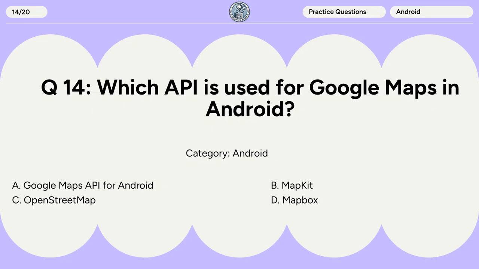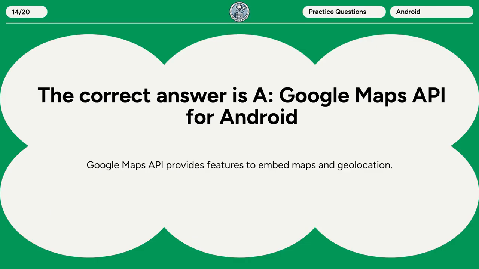Question 14. Which API is used for Google Maps in Android? A. Google Maps API for Android. B. MapKit. C. OpenStreetMap. D. Mapbox. The correct answer is A. Google Maps API for Android. Google Maps API provides features to embed maps and geolocation.